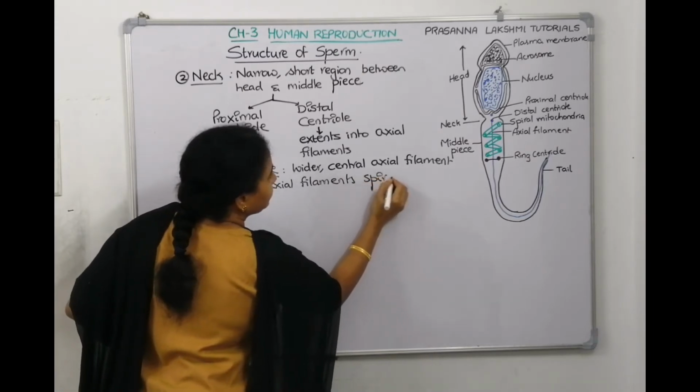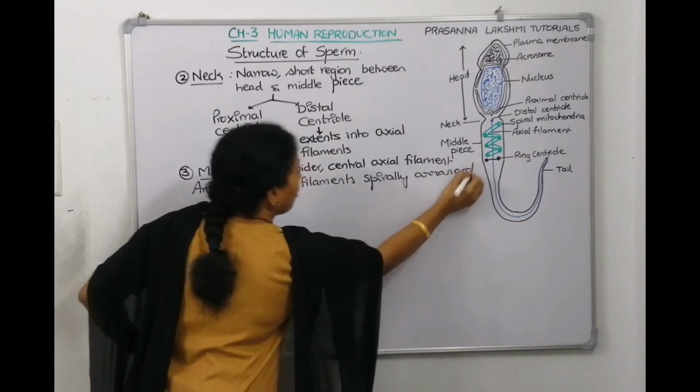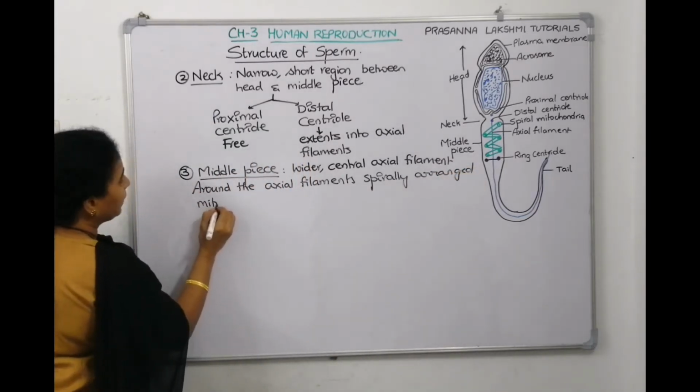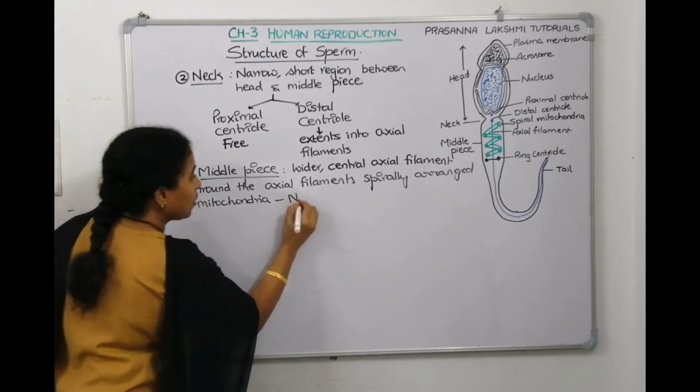So, around the axial filament, spirally arranged mitochondria are present. Spirally arranged mitochondria are present. So what is it called?